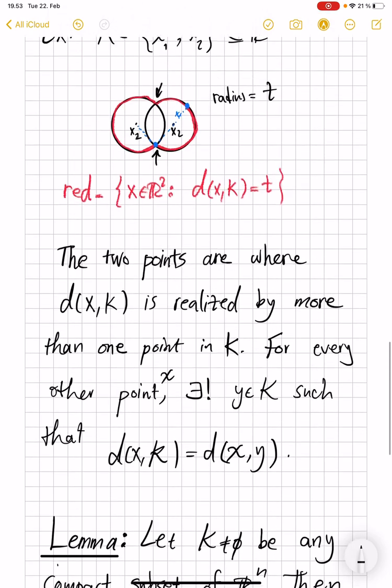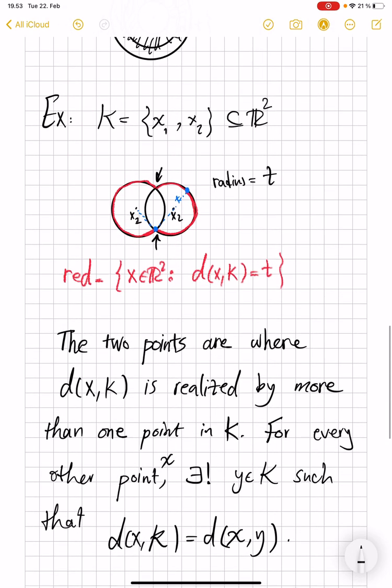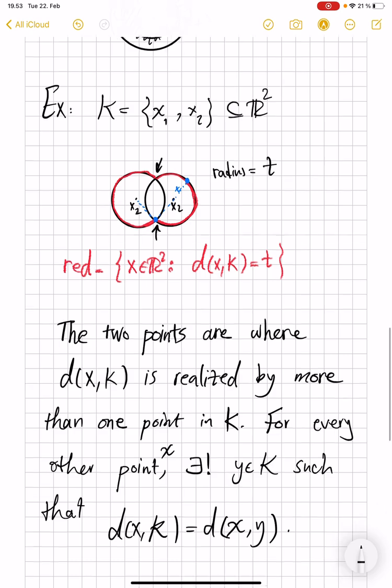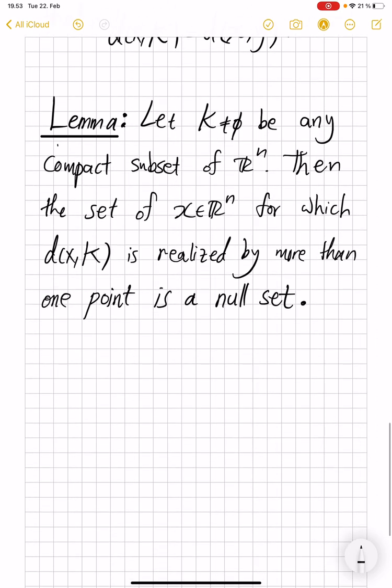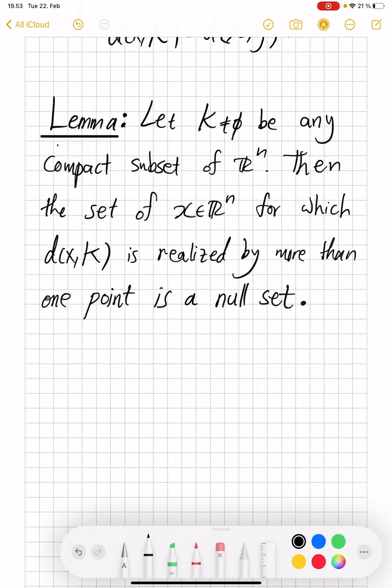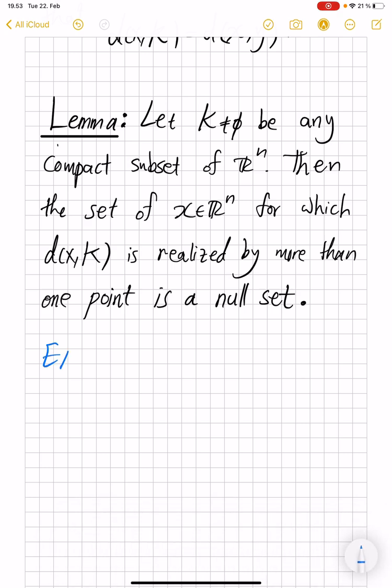In the case of K equal to 2 points, we saw that the set of x's for which there is non-uniqueness is just 2 points, and they have L2 measure 0. But a more complicated example: take as your K this set, let's say it ends here.